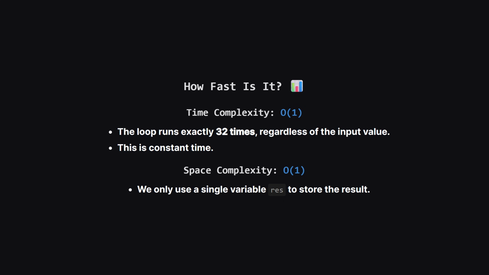Now for the complexity. The time complexity is big O of 1, or constant time. Why? Because the loop runs exactly 32 times, no matter what number you pass in. It doesn't scale with the size of the number because the size is fixed. The space complexity is also big O of 1, because we only need one variable to store our answer.